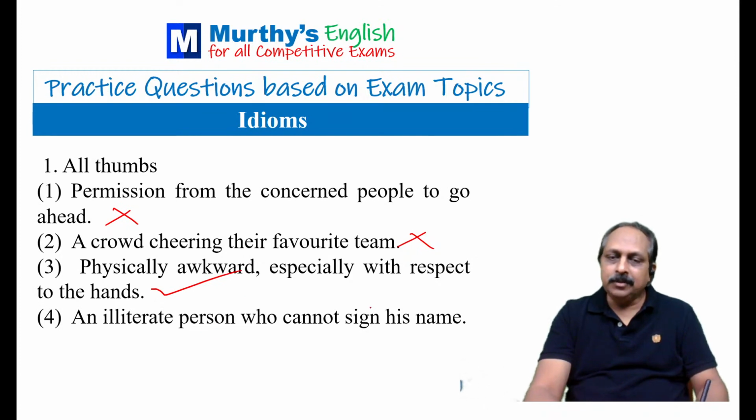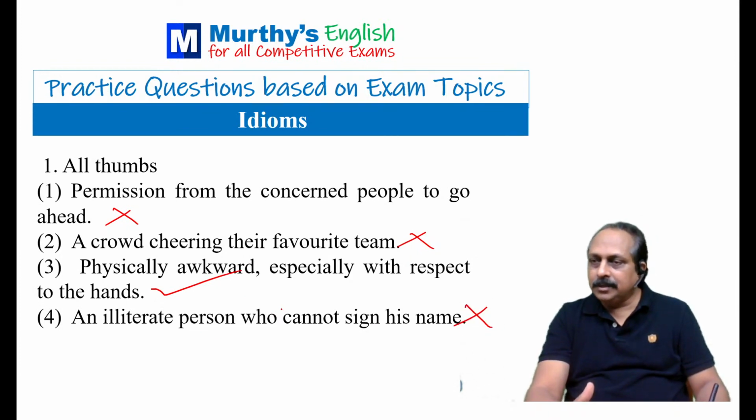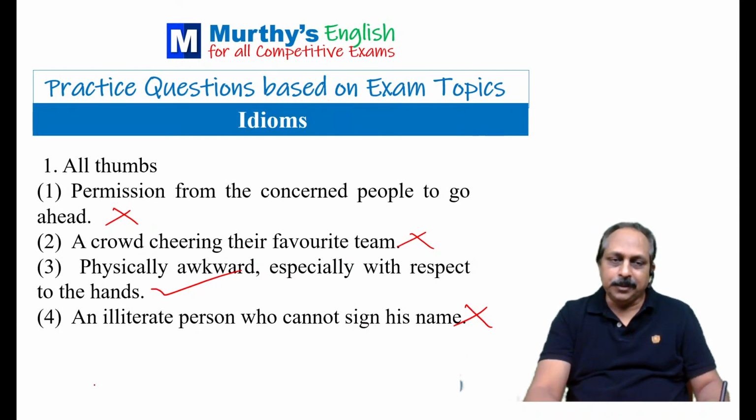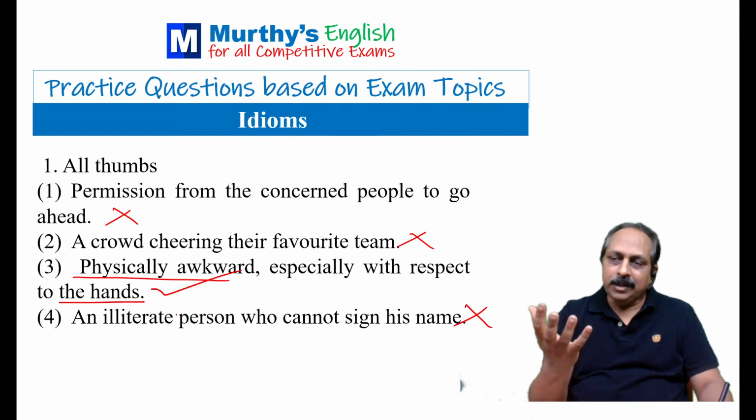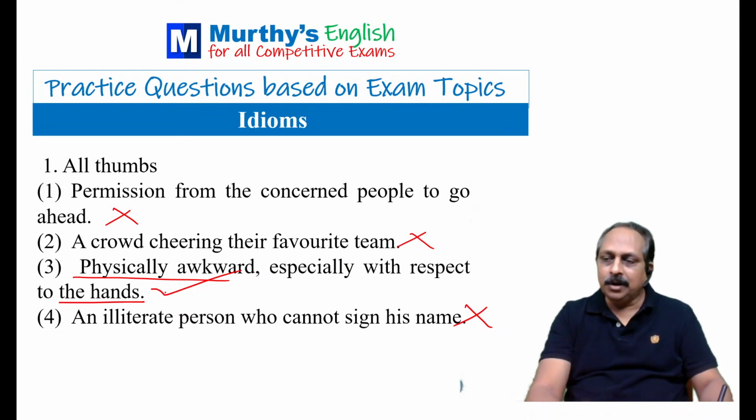An illiterate person who cannot sign his name. No one has got it right so far. No one has got it right. That's why I said today the idioms are not that easy. Answer is the third option. All thumbs means physically awkward, especially with respect to the hands. With respect to the hands, physically awkward.